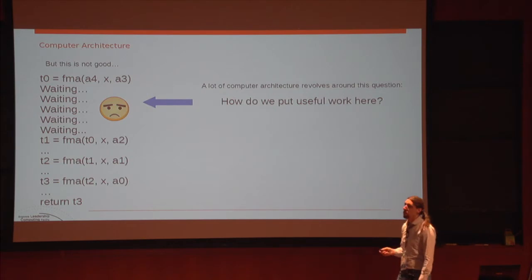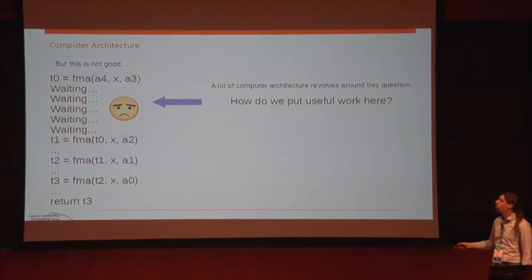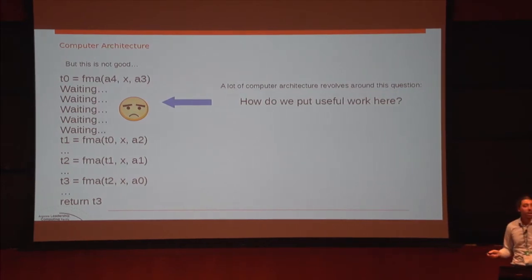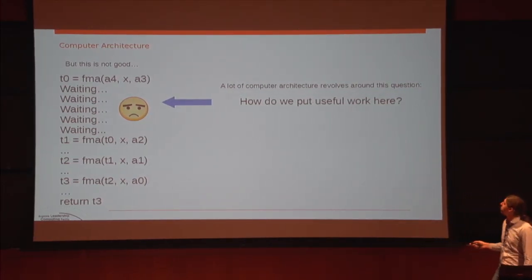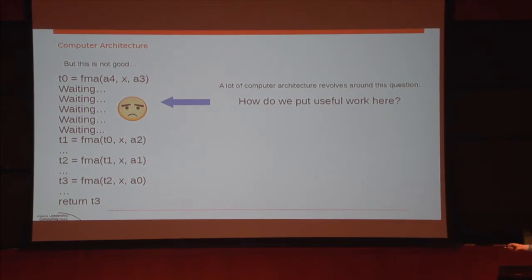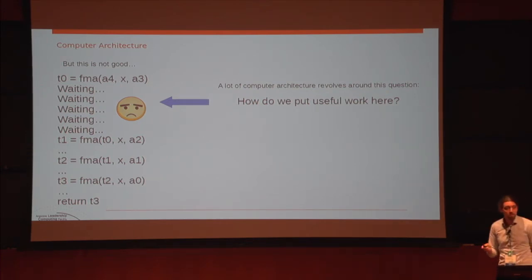A large part of modern computer architecture deals with the following question: how do I put useful work here? And a lot of the differences between CPUs and GPUs, which hopefully we'll understand by the end of the talk, have to do with different strategies that the architectures use for putting useful work in that spot.